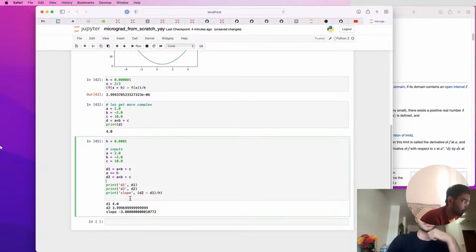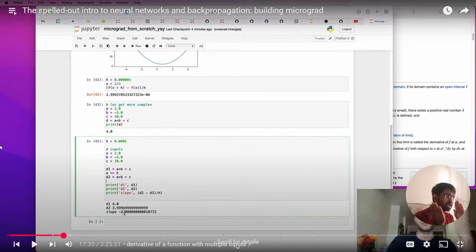I still don't understand why we are finding the slope. Okay, I'm sorry. I started in, but we'll get to this. We'll get to this. Why finding slope here?